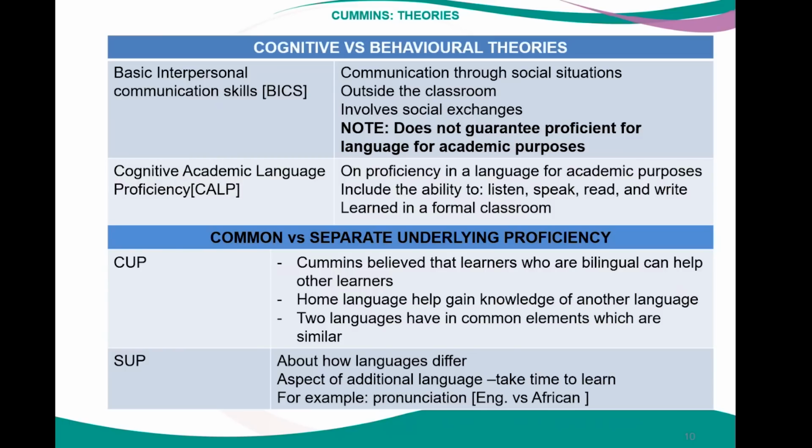Okay, we have what we call common versus separate underlying proficiency. CUP, common underlying proficiency, SUP, separate underlying proficiency. First of all, you ask yourself, what does the word proficiency mean? You first ask yourself that one. Common, you know. Common, what are the common things that will help the learner to be proficient in the language? You speak to these terms. What are the differences? It says separate.